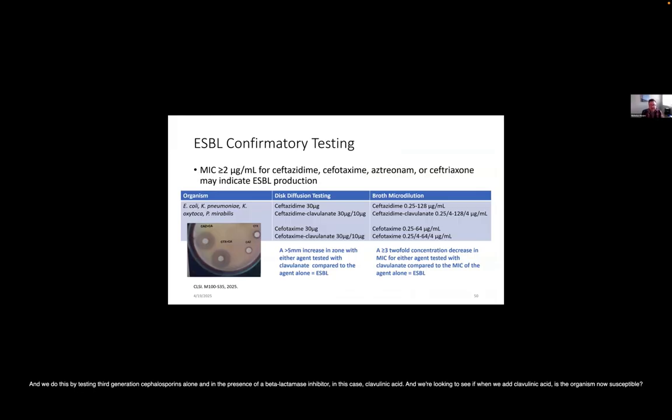And we do this by testing third-generation cephalosporins alone and in the presence of a beta-lactamase inhibitor, in this case clavulanic acid. And we're looking to see if, when we add clavulanic acid, the organism is now susceptible. And there are different criteria for those interpretive cutoffs that you can see here on the slide.